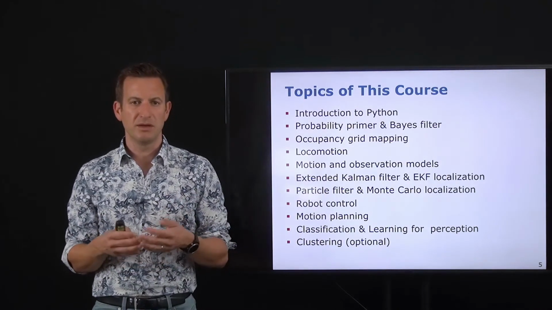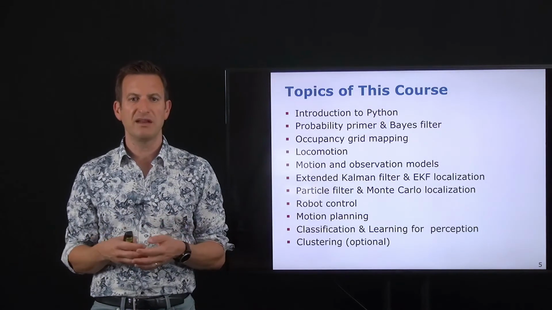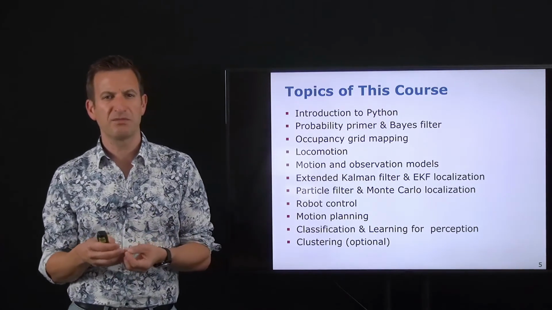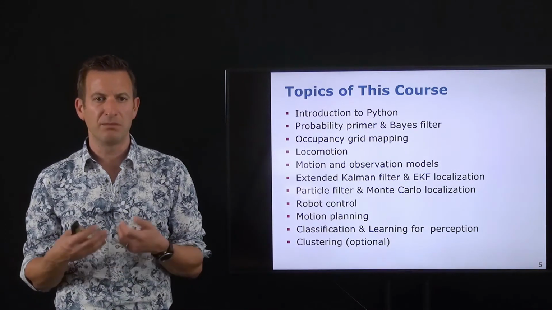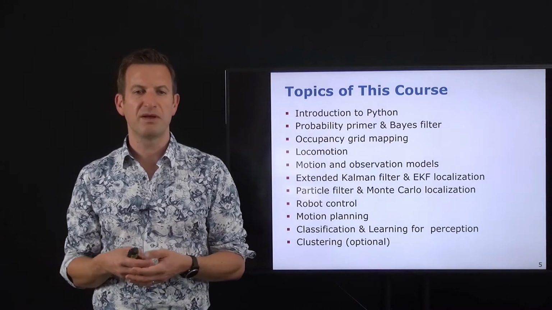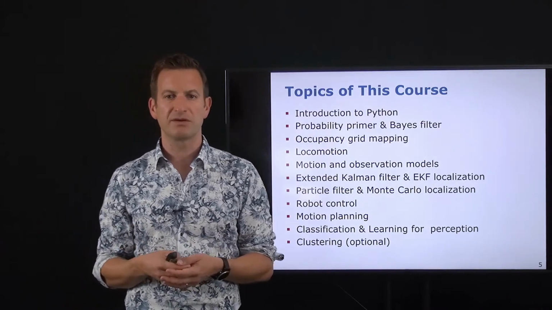Then we will look into the recursive Bayes filter, which is a technique for recursive state estimation, or let's better say a framework. And this framework can have different realizations. For example, a particle filter is a recursive Bayes filter. The same holds for a Kalman filter.